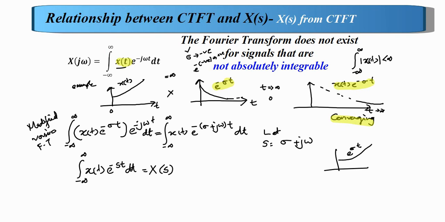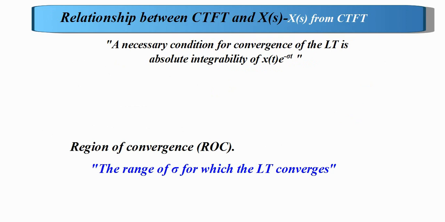So again there is a restriction. It is not possible to find the Laplace transform for every case, and the Laplace transform can only be calculated based on the sigma value. There is a restriction from the sigma side. Next we will discuss the basic condition to find the Laplace transform.